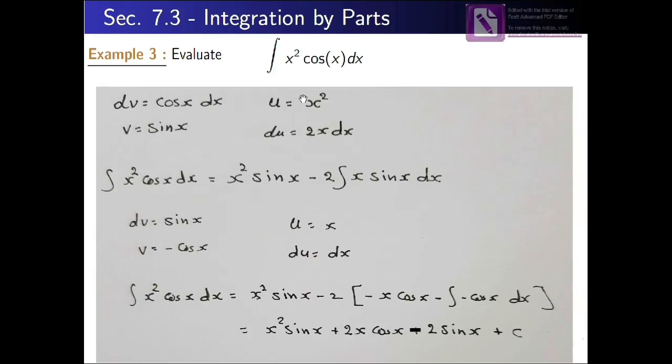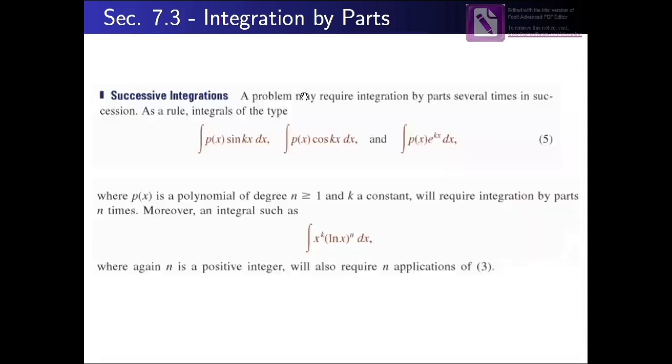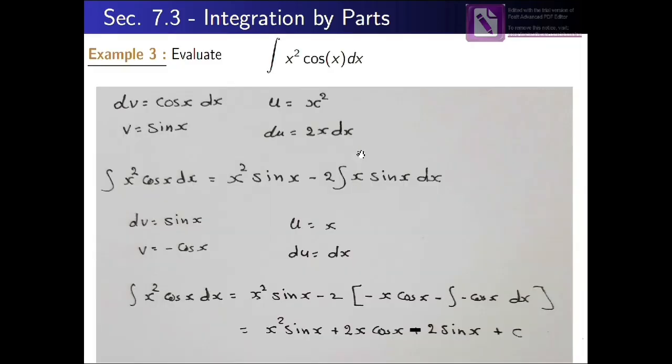We see this one is an application of successive integration, because it is of the form bx cosine kx dx, where bx here is equal to x squared and cosine kx is cosine x. We use integration by parts twice to get this result.